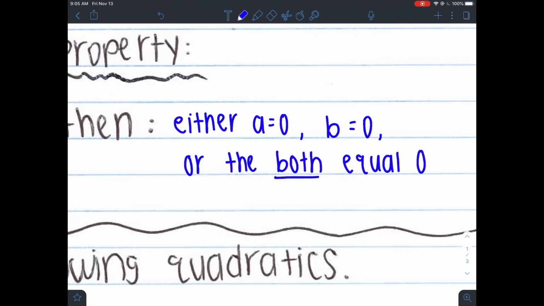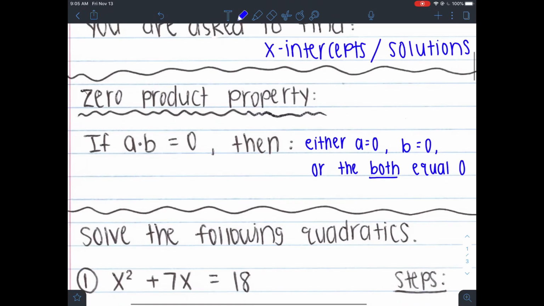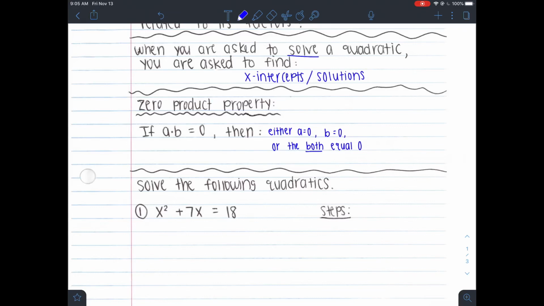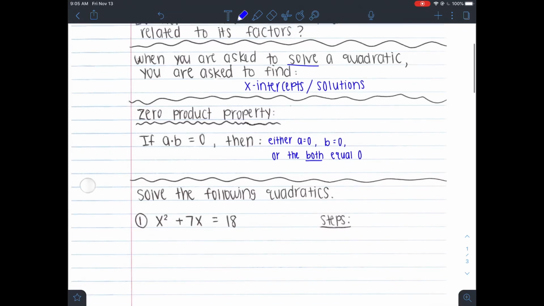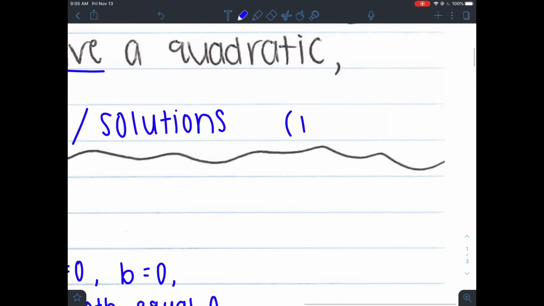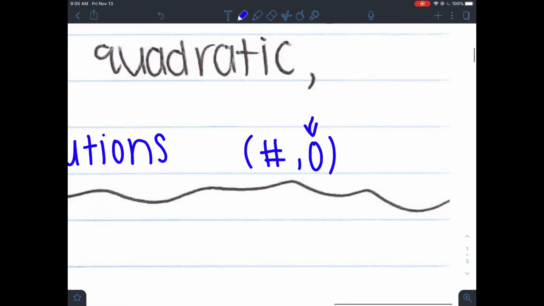So the only way for 2 numbers to multiply to make 0 is if one of them is 0, the other one's 0, or they're both 0. That's the only way that you would have 0 here. Now, remember that an x-intercept is number comma 0. So if I'm solving for an x-intercept, I know that every single time my y value is going to be 0.